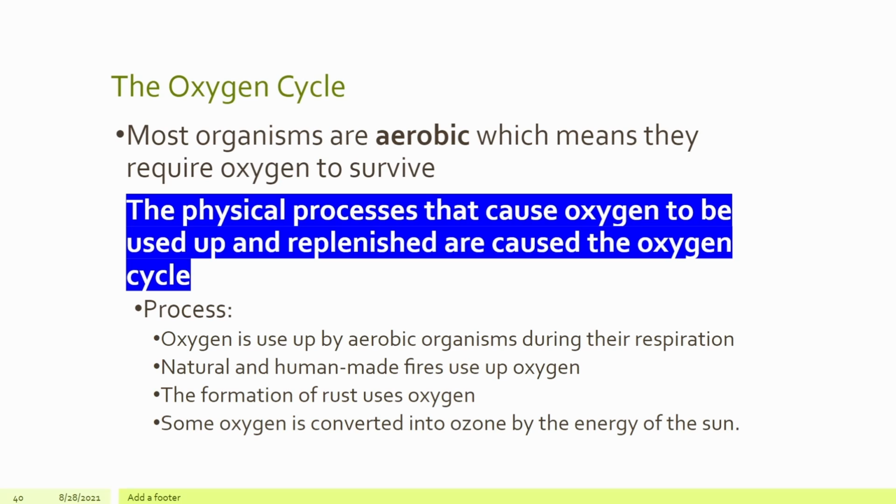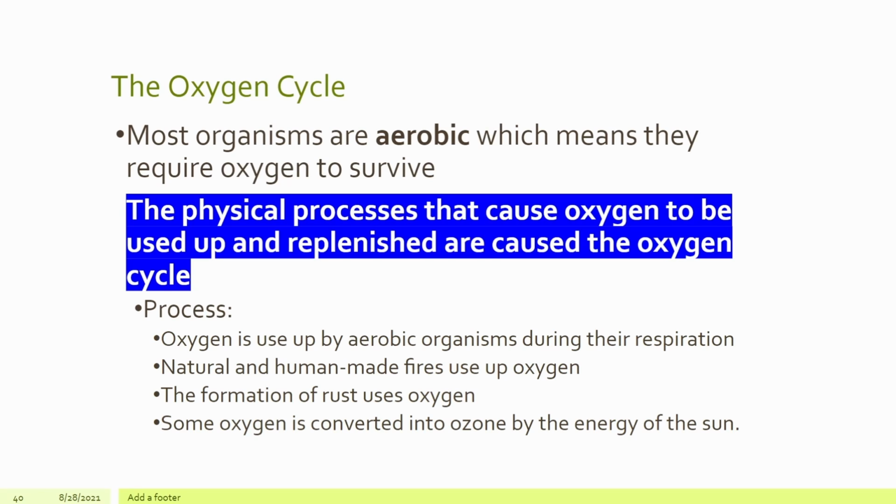Next, let's look at the oxygen cycle. Most organisms are aerobic. That means we need oxygen in order to survive. We take in oxygen, perform a process called cellular respiration to produce energy, and a byproduct of that is carbon dioxide. Well, the physical processes that cause oxygen to be used up and replenished can be called the oxygen cycle.